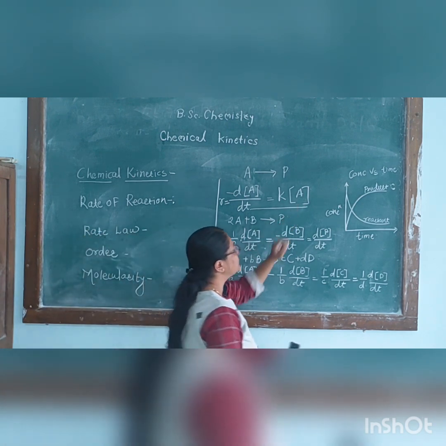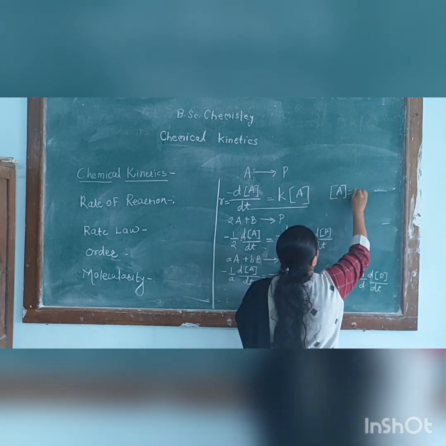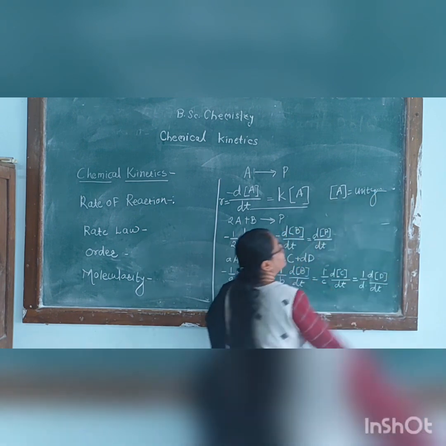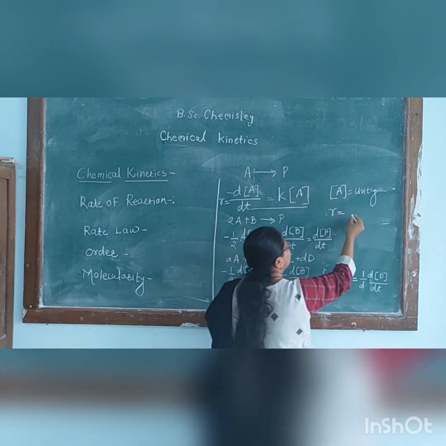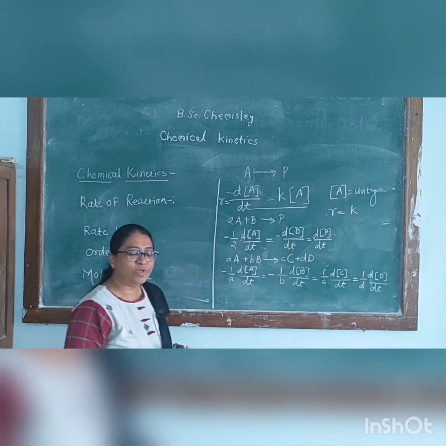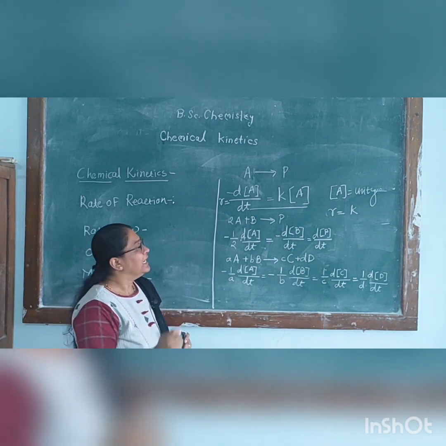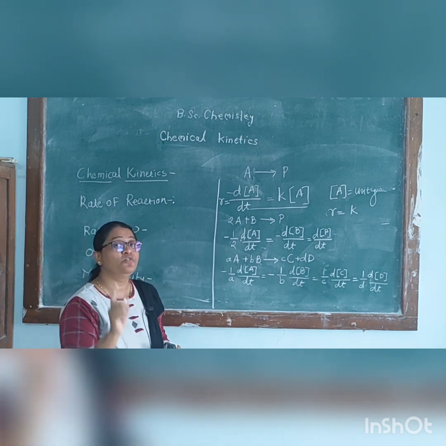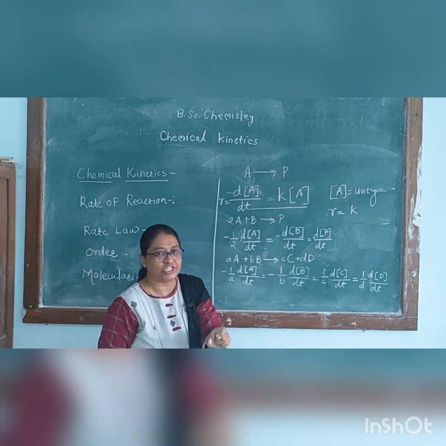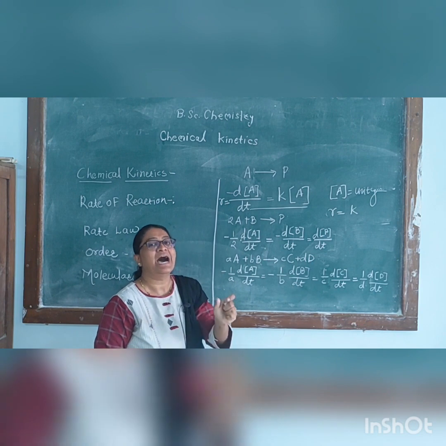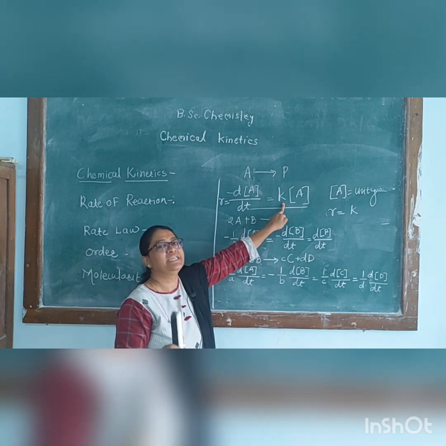If we consider the concentration of A as unity, then this equation becomes rate is equal to K. That means the rate constant K is nothing but the rate of reaction when all the reactant concentrations are at unity. So this is the rate constant, or it is also called the specific reaction rate.